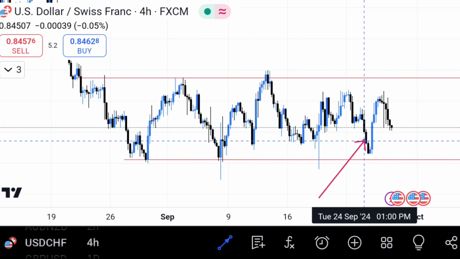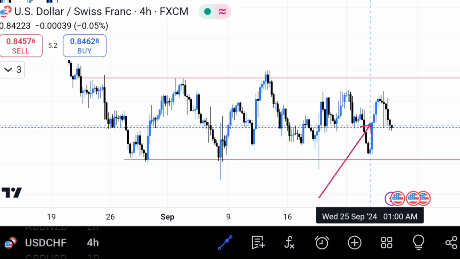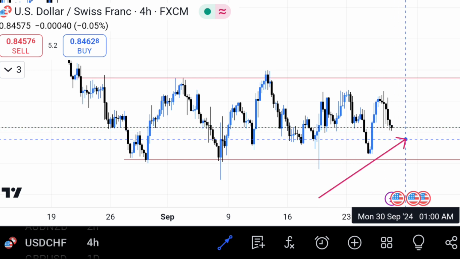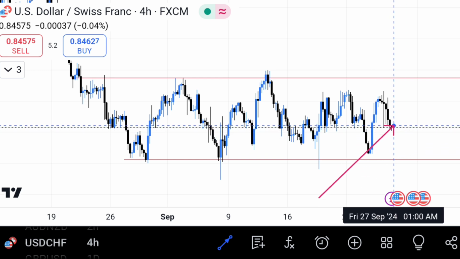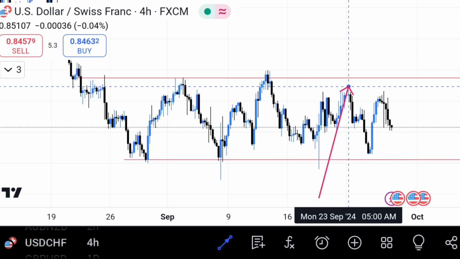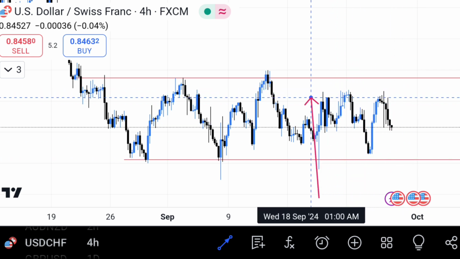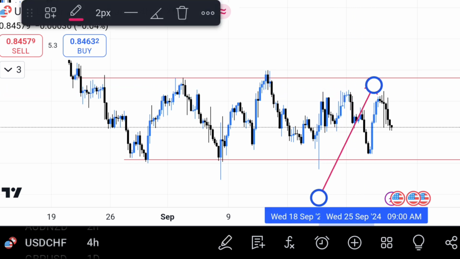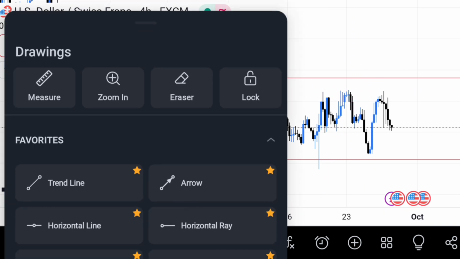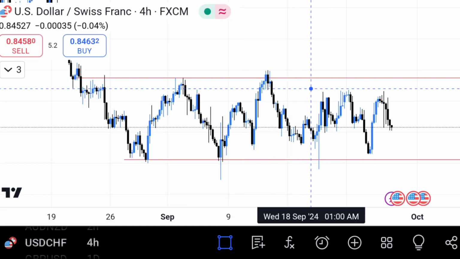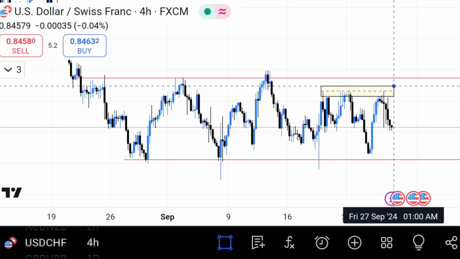and our price is around here. Okay, so the next thing we have to predict is where this price will be. Will it be going up or down? Okay, and as you can see, price has been reacting to this side multiple times. Okay, so we have to draw a zone around that place so that we will know where price is heading to. So I'm drawing a zone around that place.